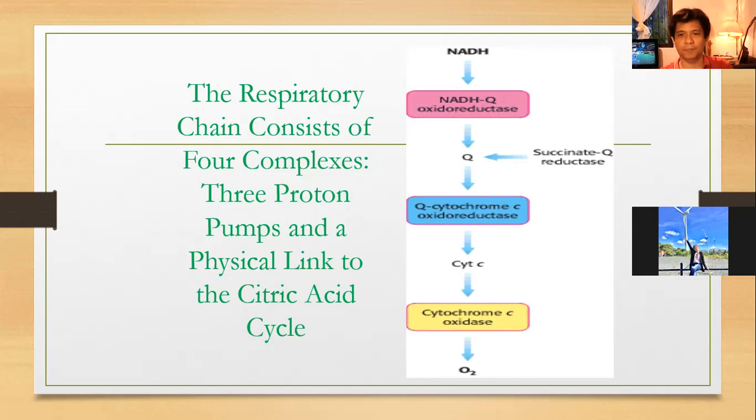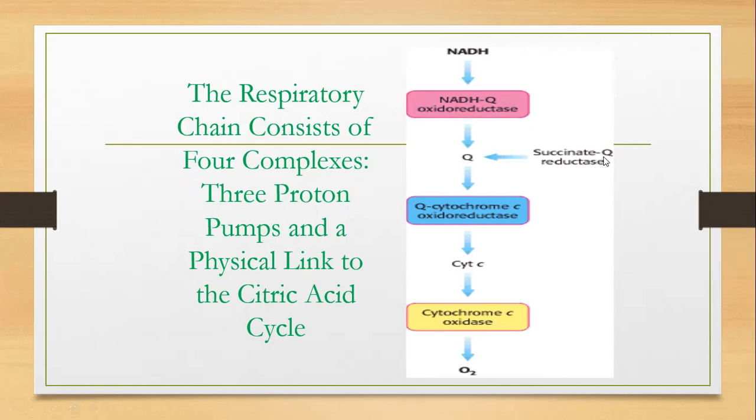Tapos ito namang succinate Q reductase. Ito naman yung ginagamit ng FADH. Dito naman sa succinate Q reductase, ito yung complex number 2. Dito naman yung FADH2, tinatransfer niya sa ubiquinone. So Q is reduced kasi nalagyan siya ng electron, no? Kaya yung pangalan ng complex number 2 is succinate Q reductase. This is the same enzyme na nagko-convert sa succinate to fumarate sa Krebs cycle, ano? Kasi ito na yung ubiquinone.